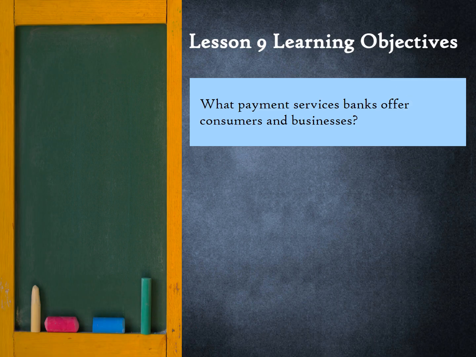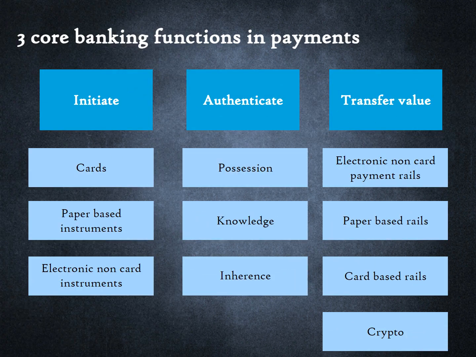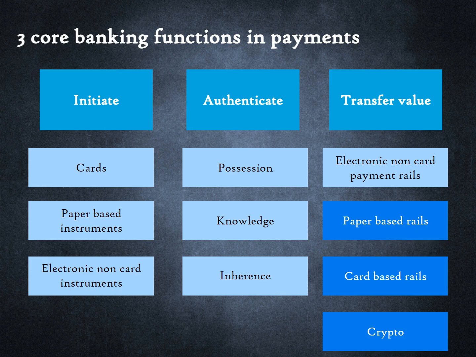In this lesson, we will continue to learn about payment services provided by banks to consumers and businesses. We will complete the discussion on payment rails that began in the previous lesson. We will cover the three rails that were not covered in the previous lesson, namely, checks, cards and crypto.